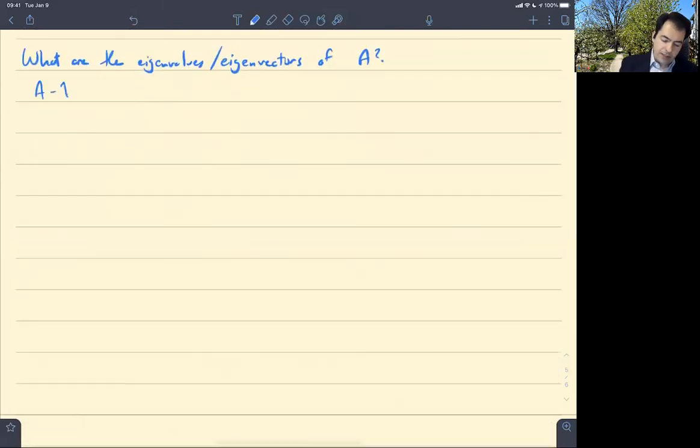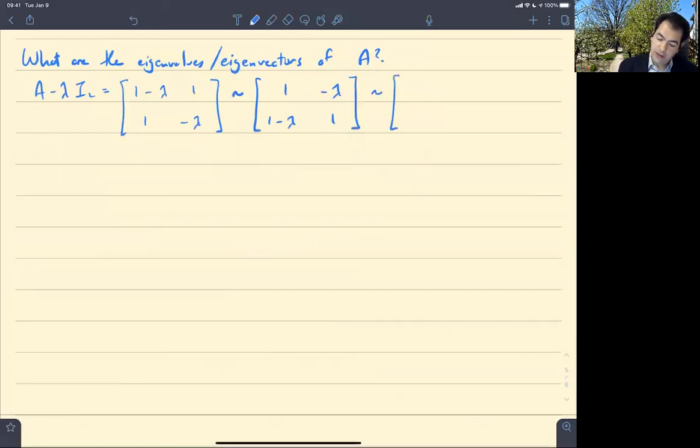Okay, well, let's look at A minus lambda times I2. So this would be the matrix with rows (1 minus lambda, 1) and (1, 1 minus lambda). Right, and so we're going to do row operations to try to figure out when this has a non-trivial null space. So let's switch the order of the rows just so that the first entry is a pivot. And then I can use that first entry to clean its column, which means that here I'm going to have 1 minus lambda times lambda minus 1. Okay, and that is in row echelon form.